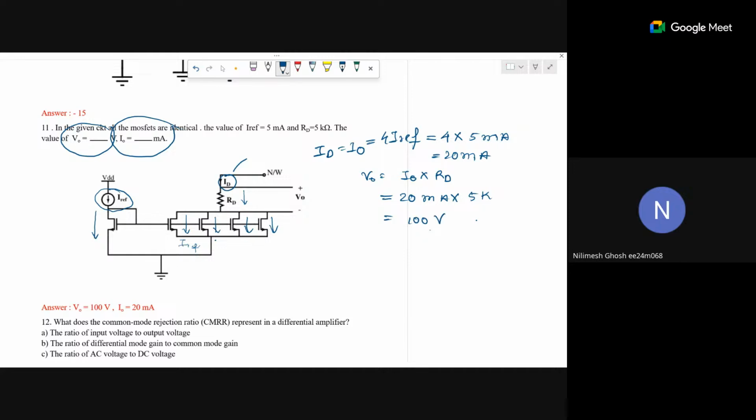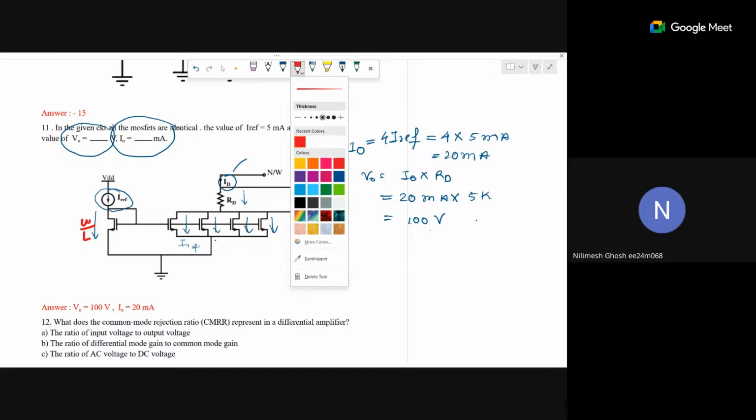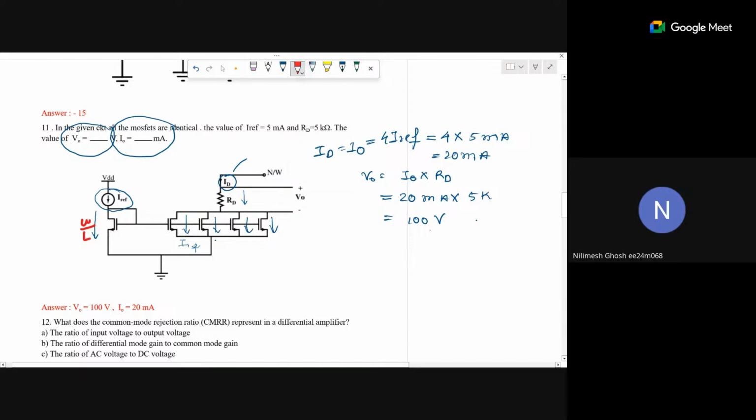Now let's suppose I am modifying this question a little bit. Let's suppose that these three, whatever be the transistor, have some W by L. If I write W by L here, do you know what does it mean? First of all, tell me. If you don't know, then I will explain what is W by L, and then I will move forward to other questions.